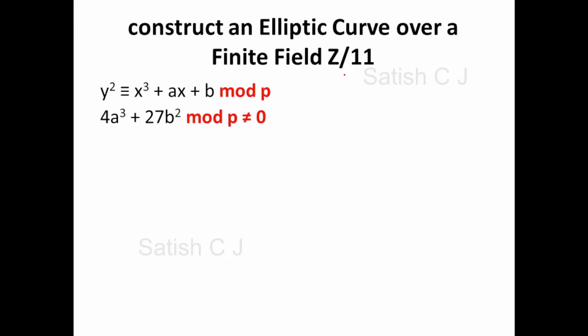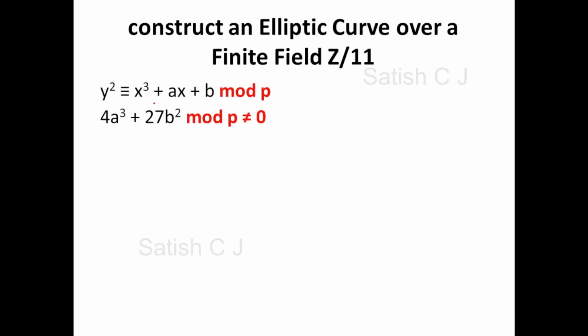So we all know the equation for constructing an elliptic curve over a finite field, that is y square is congruent to x cube plus ax plus b mod p. Here p will be 11. And the determinant 4a cube plus 27b square mod p should not be equal to 0. So this is the condition for an elliptic curve.